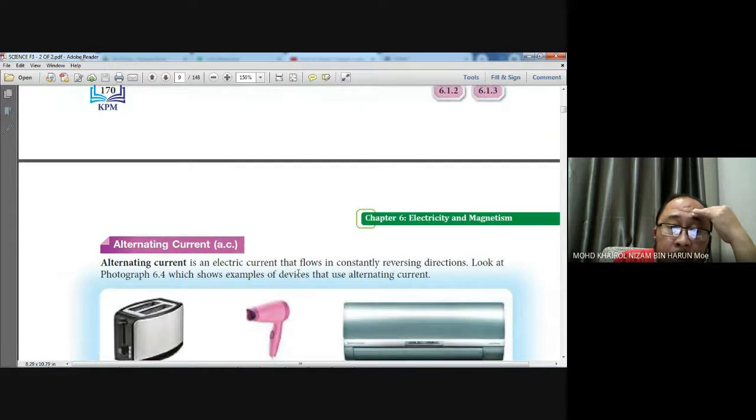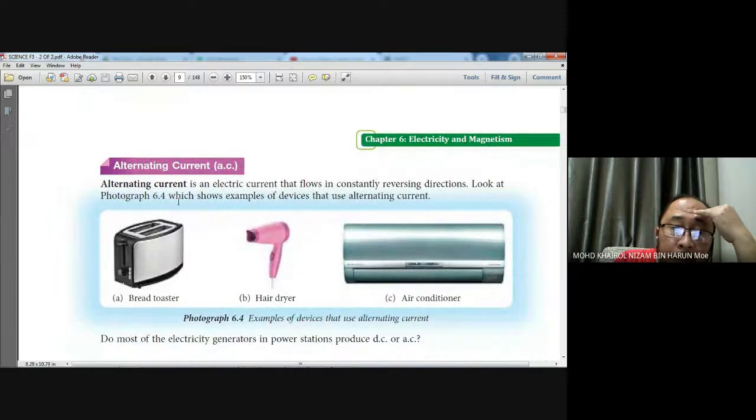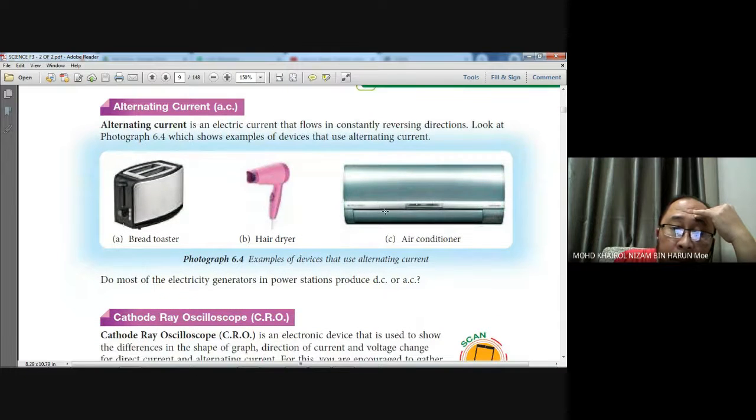Okay, so alternating current. Alternating current is an electric current that flows in constantly reversing direction. The example given here, the apparatus using the alternating current.